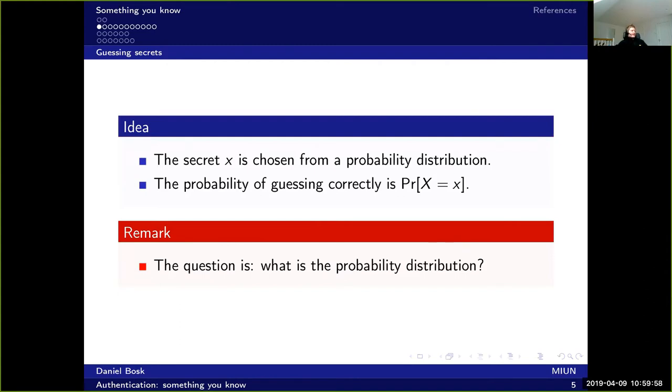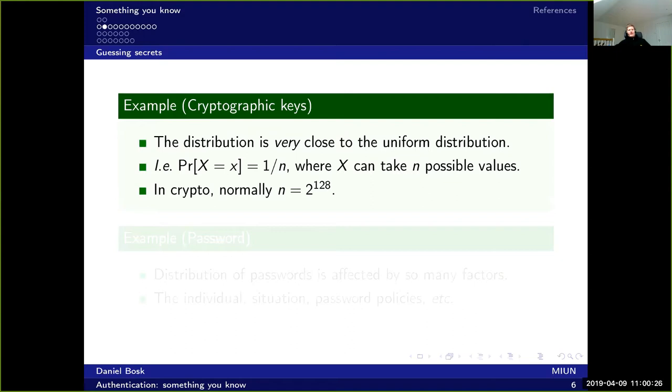So let's talk about the last part, guessing secrets, a bit more. The idea here is that we have this secret X, which is chosen from some probability distribution, and the probability of guessing this secret correctly is this. Now the question is, what is the probability distribution? Because that depends. For instance, if we take the example of cryptographic keys, the distribution is very close to the uniform distribution, if not exactly uniform. So this means that the probability of X being chosen as the secret is 1 over N, if the random variable X here can take N possible values. That is all the possible cryptographic keys that can be chosen. So N is the size of the key space.